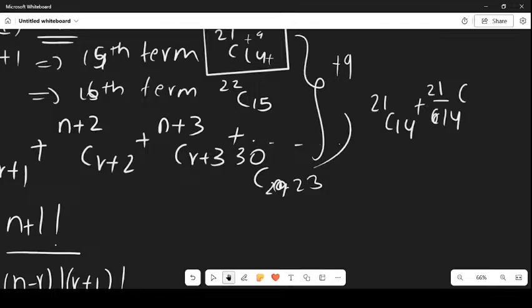We have to add them. It doesn't matter, it's a very easy question. 22 minus, we will get the 15th term. Actually, this is 15. This is the 16th term, which is 22C15. Never mind. Okay. From the next question onwards, we will just proceed.